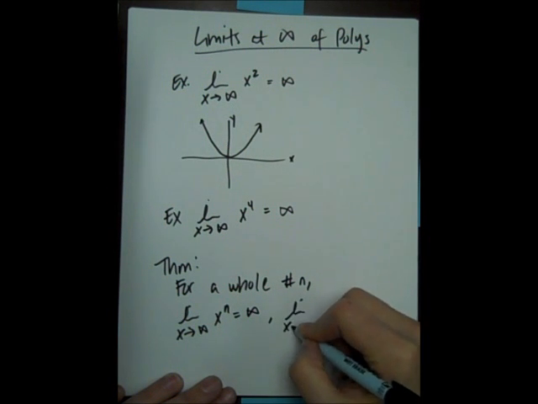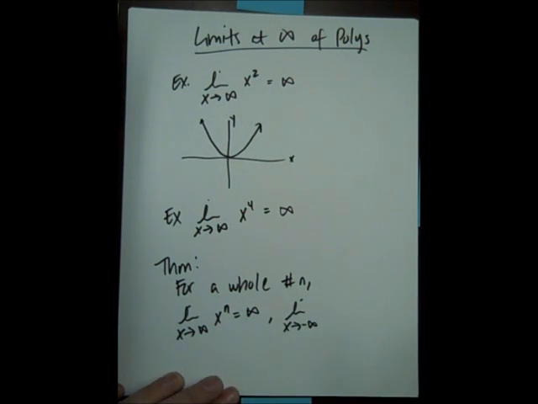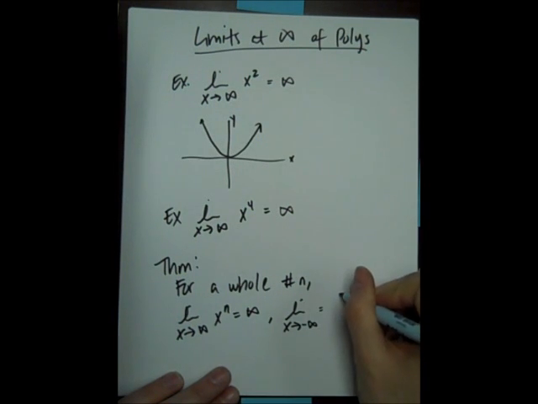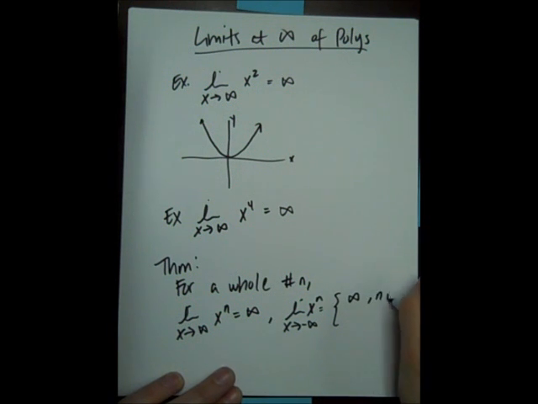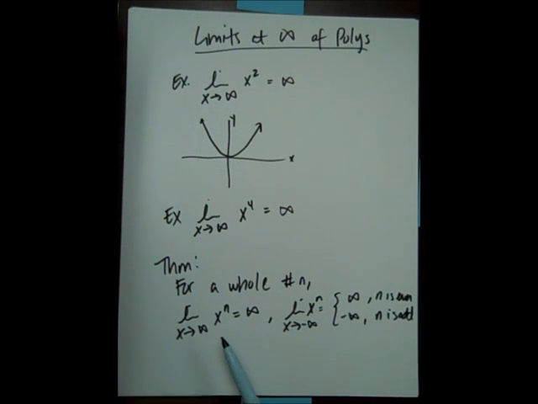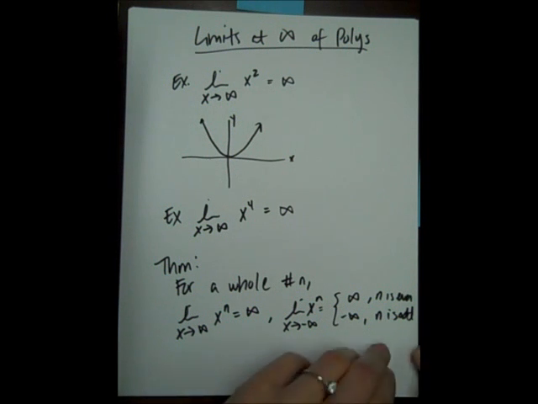And the limit as x approaches negative infinity of x to the n is going to depend on whether n is even or odd. It's going to be infinity if n is even, and it's going to be negative infinity if n is odd. So if we're just looking at a monomial, x to some power where n is a whole number, anytime I'm approaching infinity, regardless of what n is, it's infinity. If I'm approaching negative infinity, it's going to depend. Is n even or is n odd? If it's even, then it approaches infinity. If it's odd, it approaches negative infinity.